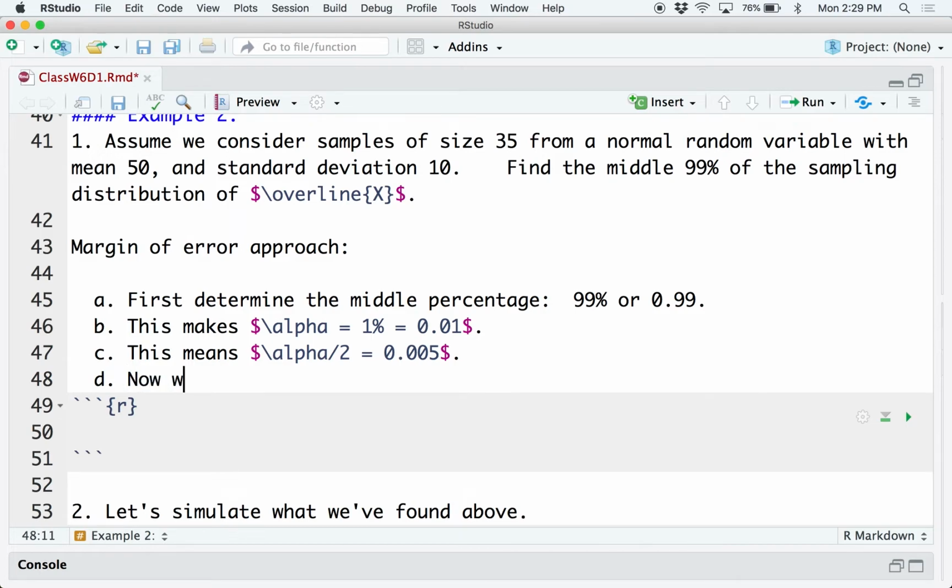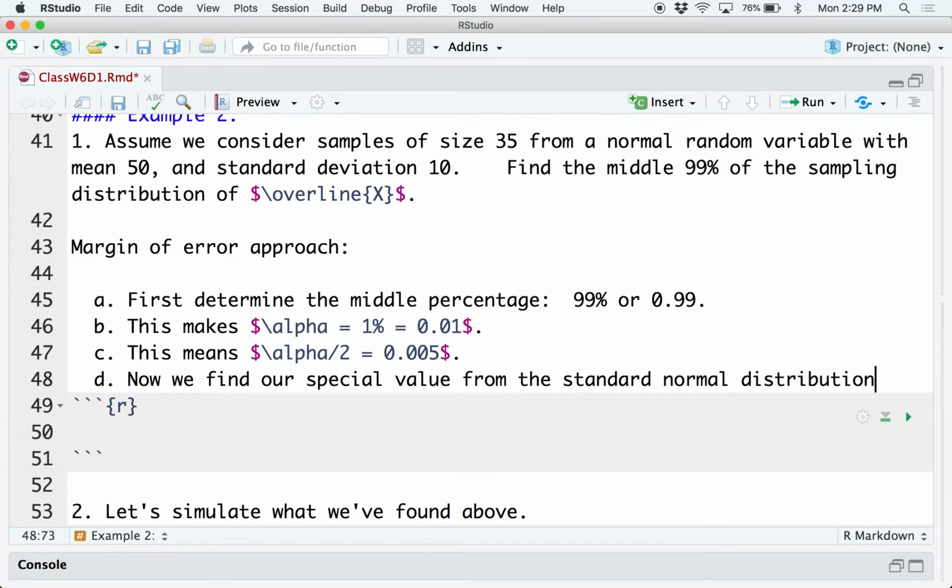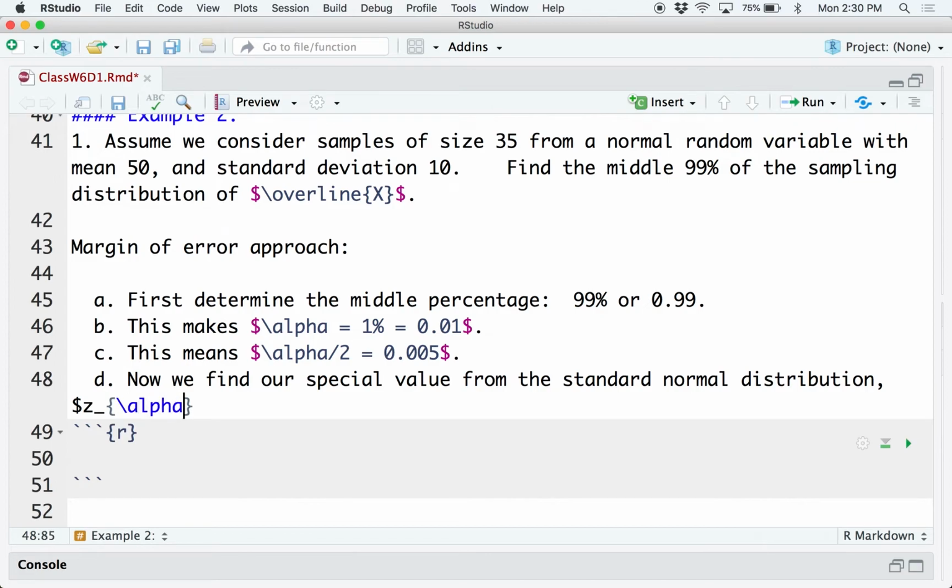Now we find our special value from the standard normal distribution, and we call this thing z alpha over 2. That's how we denote it. You can use your own keyboard shortcut or however you want to represent this. So we find this thing. This is also sometimes called a critical value. You'll hear that language as well.